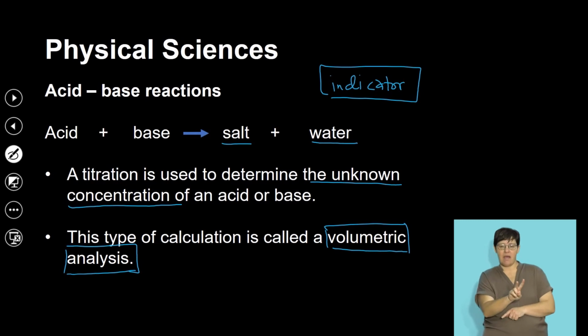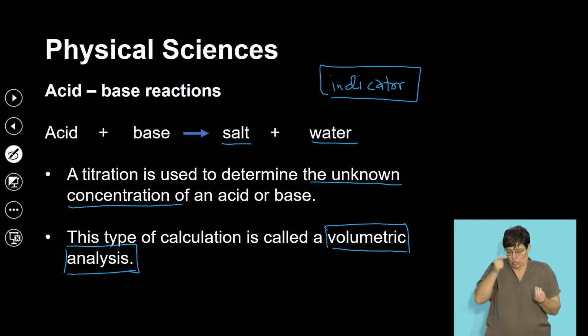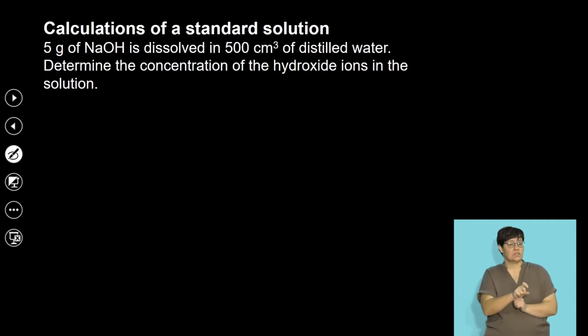Volumetric analysis is another term that we touched on. The calculations involving concentration, the moles of substance, determining the unknown concentration, all those mathematical calculations that follow, we refer to as volumetric analysis. So the follow-up question is to determine the concentration of the hydroxide ions in the solution. We are saying that this sodium hydroxide has a known concentration of 0.25 moles per cubic decimeter.